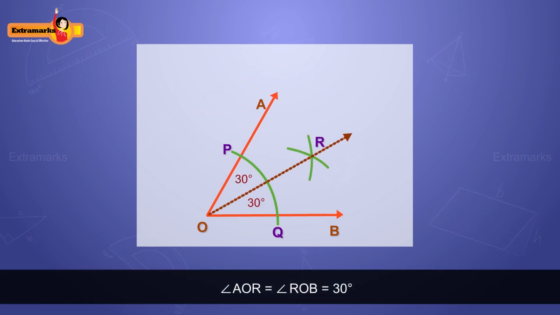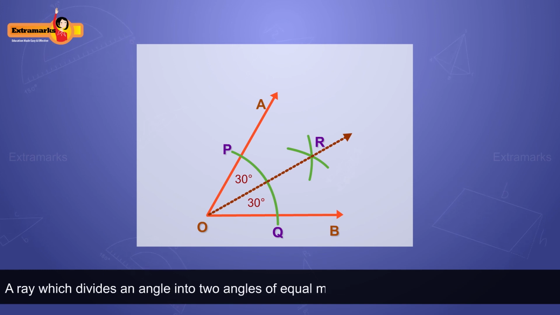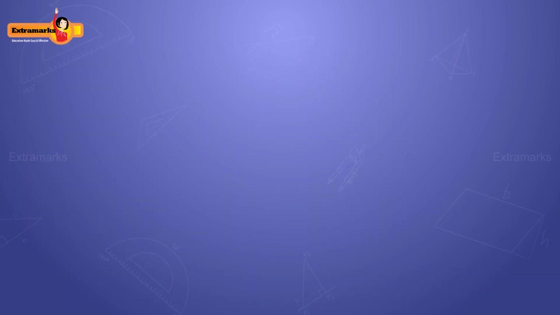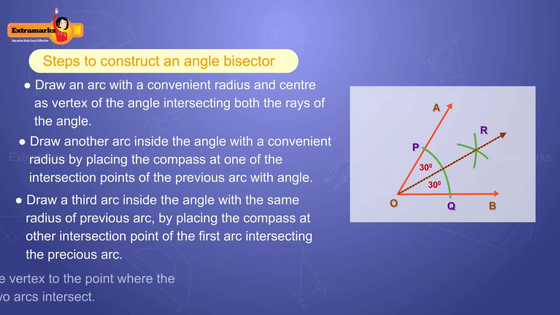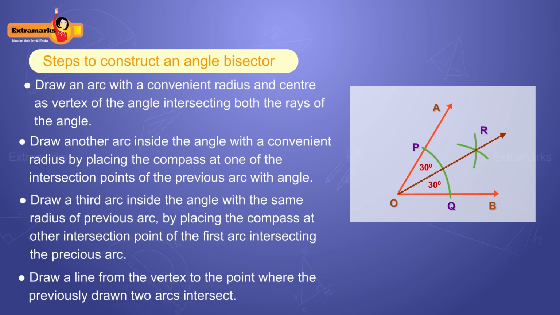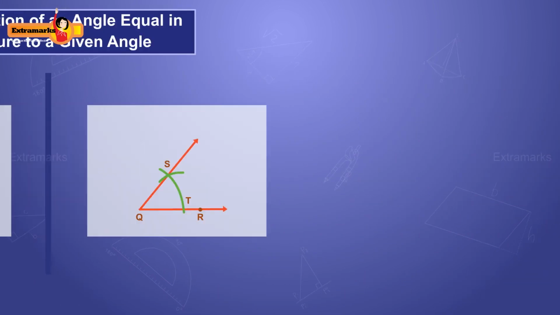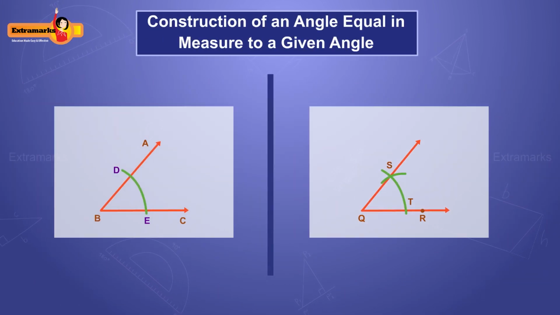It's time to take a quick recap. A ray which divides an angle into two angles of equal measurement is called an angle bisector. The steps to construct an angle bisector of an angle using a compass can be summarized as follows. You have also learned how to make a copy of a given angle.